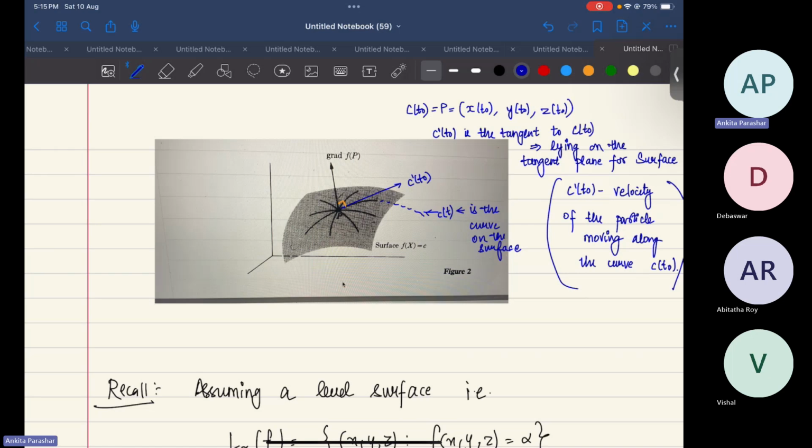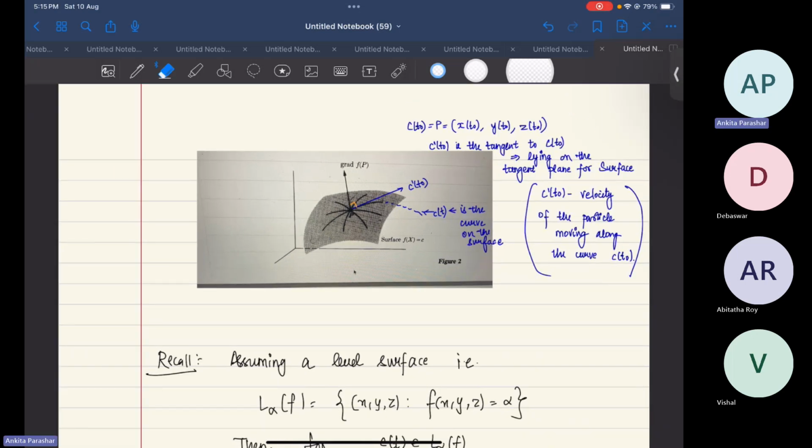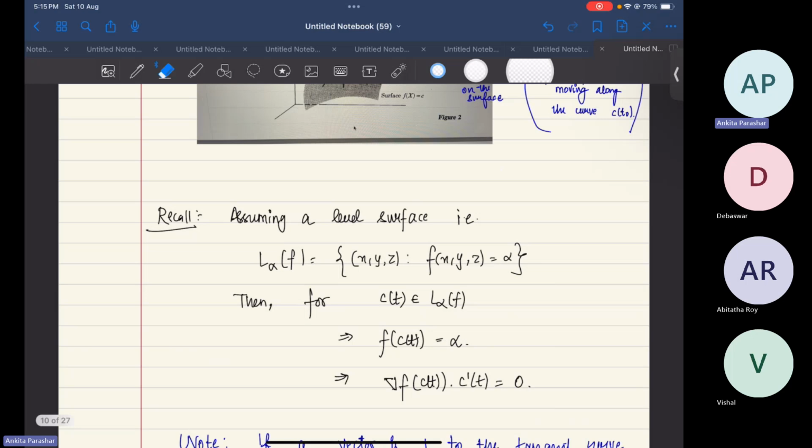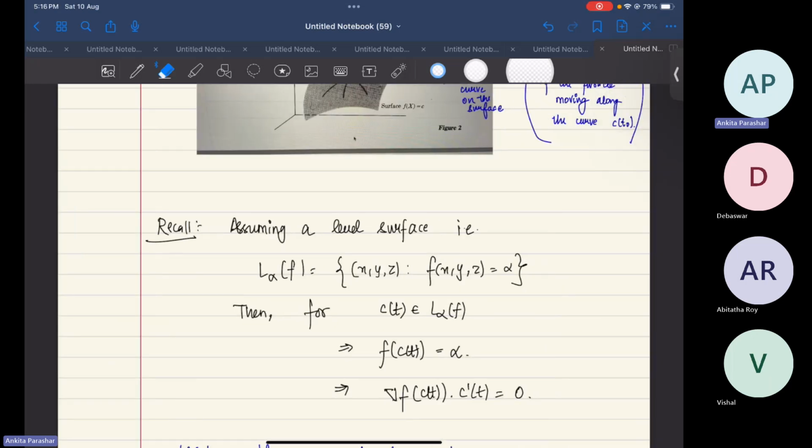The point c(t naught) is my point P, a point on the curve, and the direction c prime(t naught) is nothing but the tangent to that curve, and it is also lying on the tangent plane to the surface. You can also see this as the velocity. If you have a curve, then c prime(t naught) defines the velocity of the particle moving along that curve.